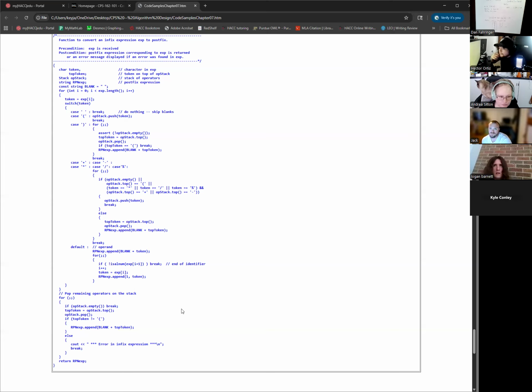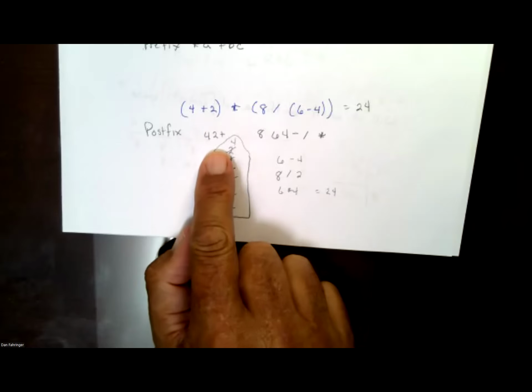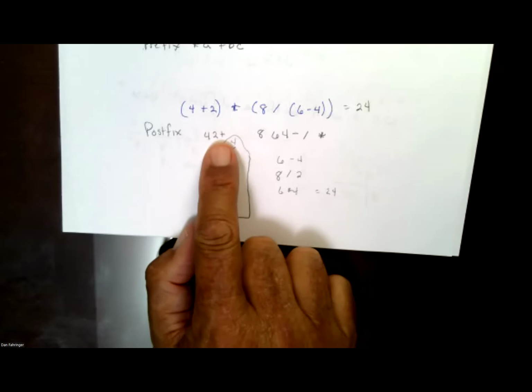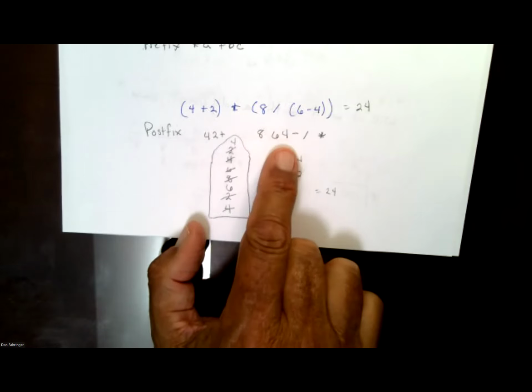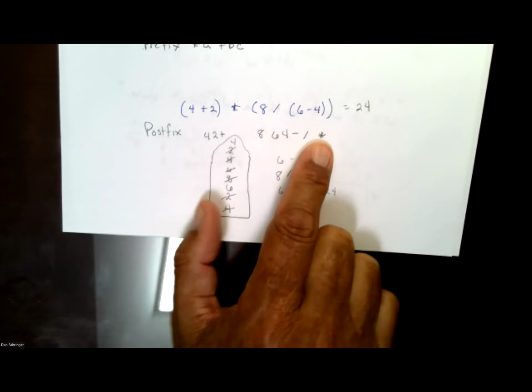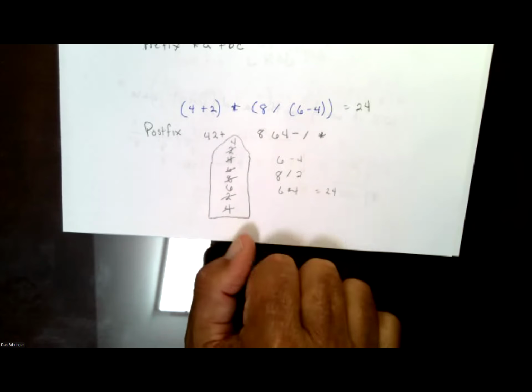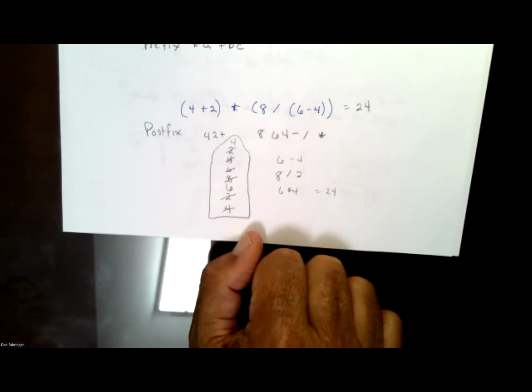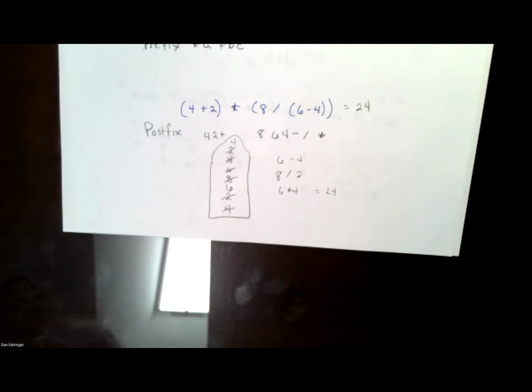All right. I'm going to put you in groups. I want you to get this to work. What do I want to get to work? You can stop sharing, Jack. This nice piece of test data you have: 4, 2 plus 8, 6, 4 minus slash times should equal 24. Okay, what do you think about that?